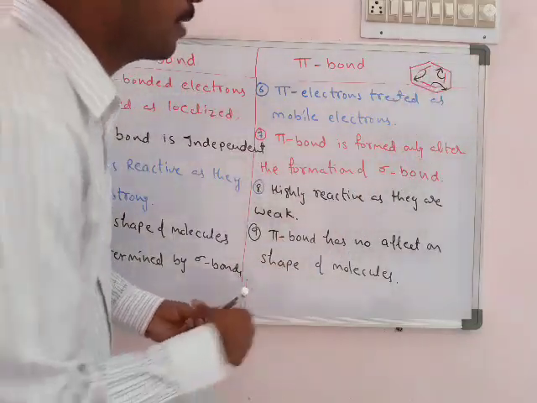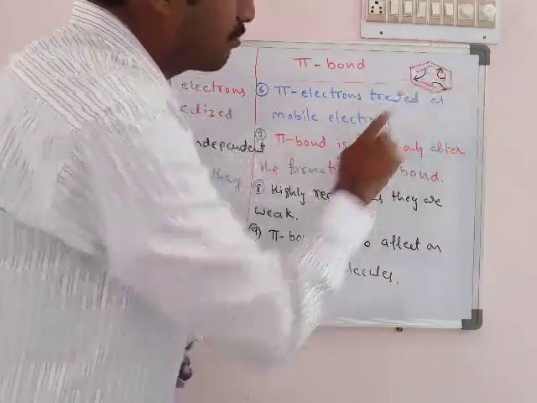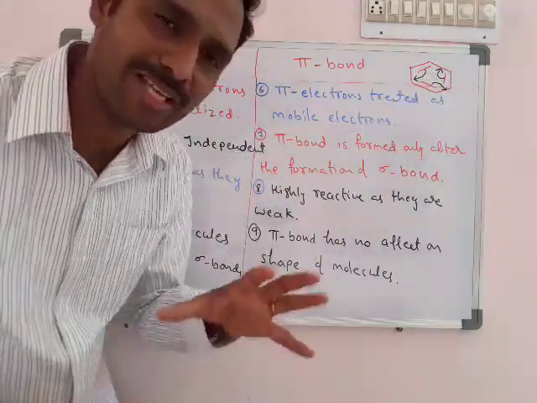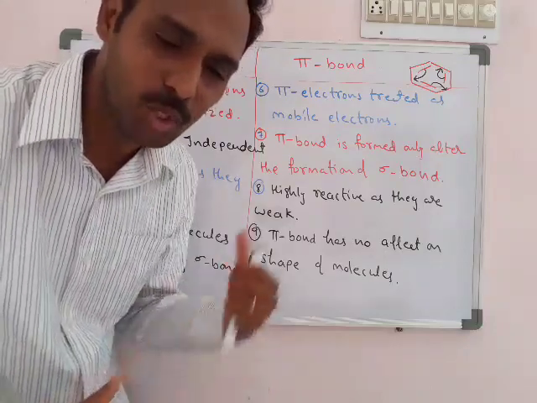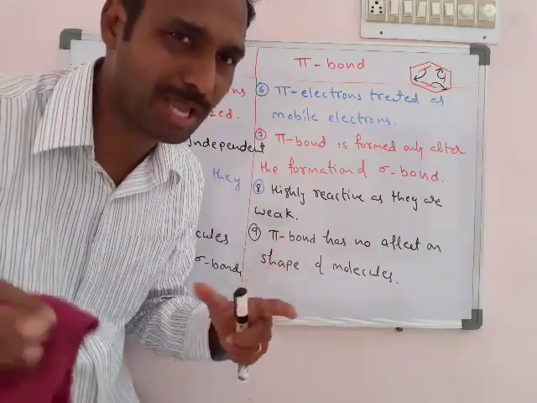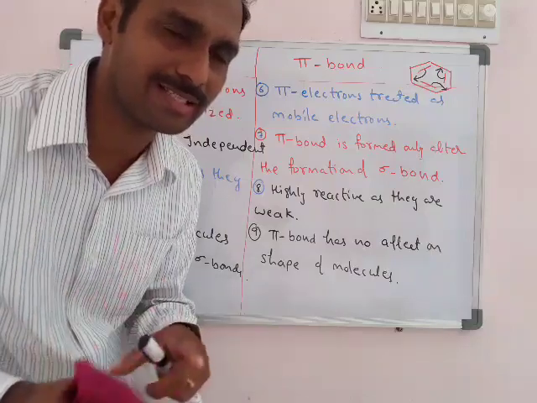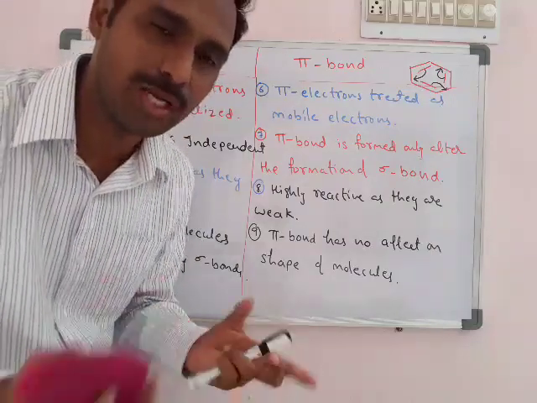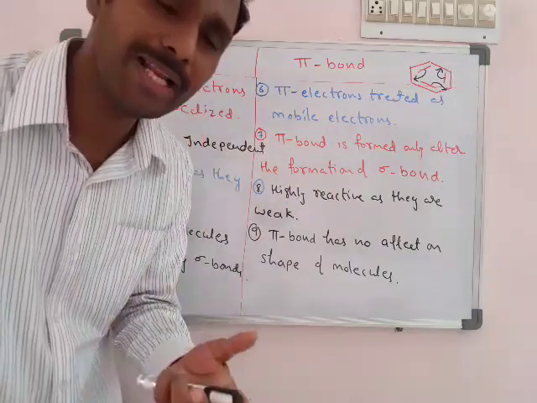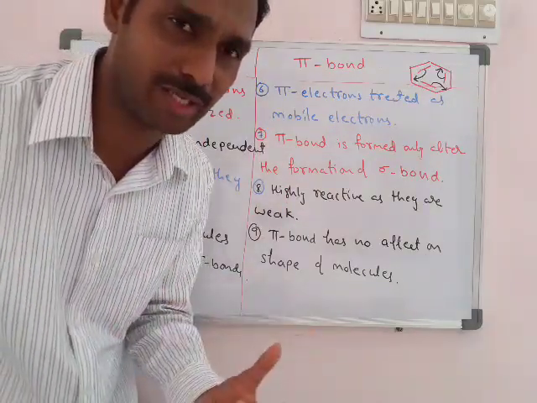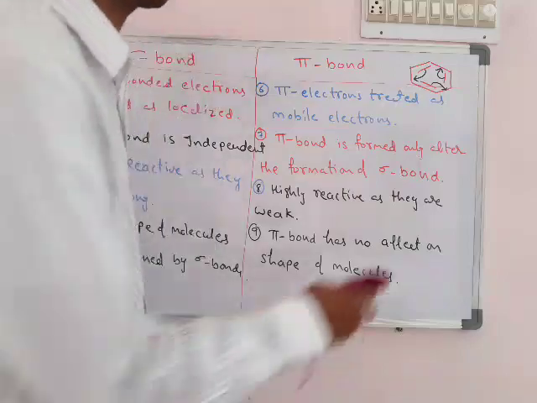Sigma bonds are fixed, they are not movable. That's why they are treated as localized electrons. Whereas pi bonded electrons are treated as delocalized. Delocalized is nothing but mobile electrons. Mobile electrons means a chance for moving.